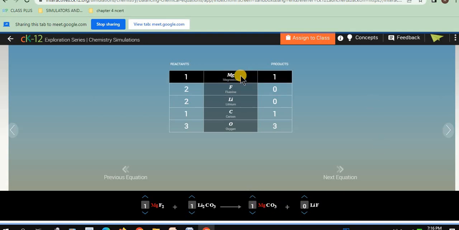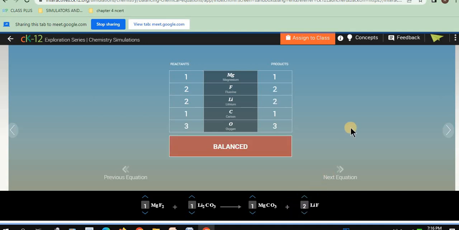Now if you talk of fluorine, on the left hand side how many fluorine are there? Hana, can you please tell? 2. And on the right hand side you want to make it 2. So you will do one thing, you will make it 2. Is it right? Yes, sir. The equation is balanced.